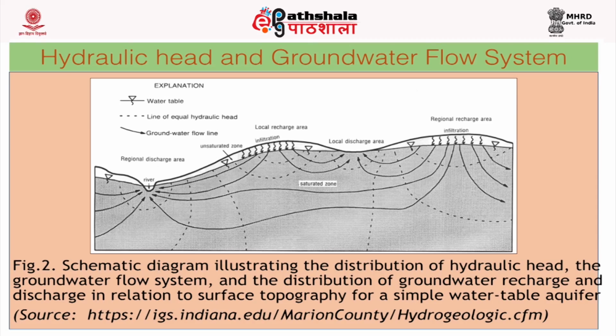If you look at the middle of the diagram, you can see the local discharge area, which is shallow. In this picture, we can see the river acts as a regional discharge area. A river or major stream can act as a major regional discharge area, while a small stream or seep can act as a local discharge area, where your water table intersects the land surface.